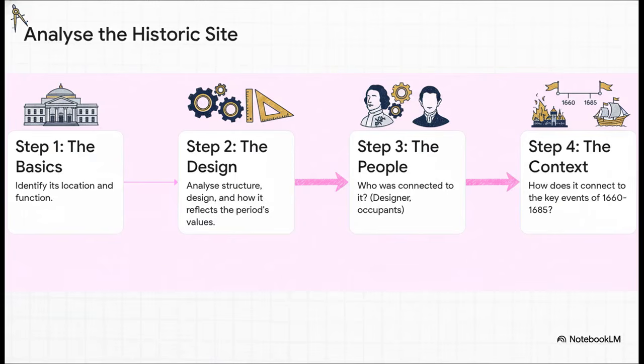Don't just describe what the building looks like. You've got to analyze it using these 4 steps. First, what was it for? What was its function? Then, look at its design. How does the style reflect the ideas of the restoration, like science or power? Next, who was involved? Who designed it? Who lived there? And then the most important part. How does this one building connect to all the big historical events we've been talking about? You have to link the specific site to the big ideas of the period.